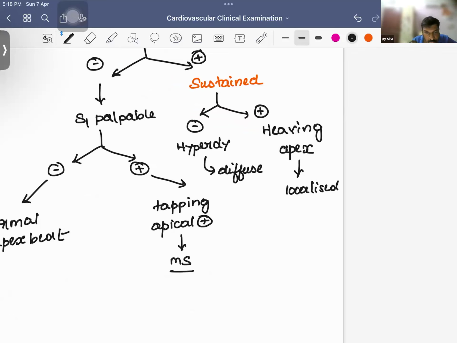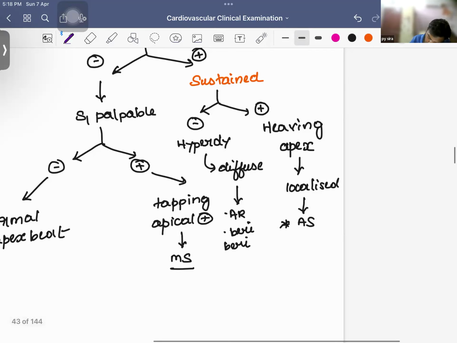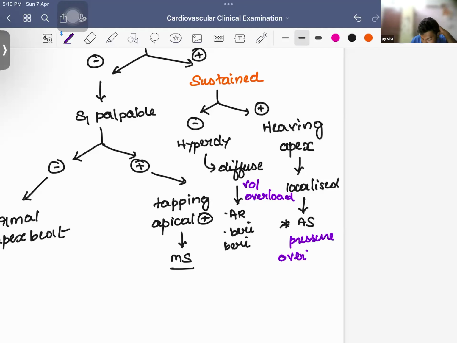Whenever you have a hyperdynamic apical impulse, it means conditions like AR, MR, etc. Whenever you have a heaving apical impulse, it is AS. Here it is ventricular dilatation, a volume overload state. Here it is a pressure overload state. So this is very important.